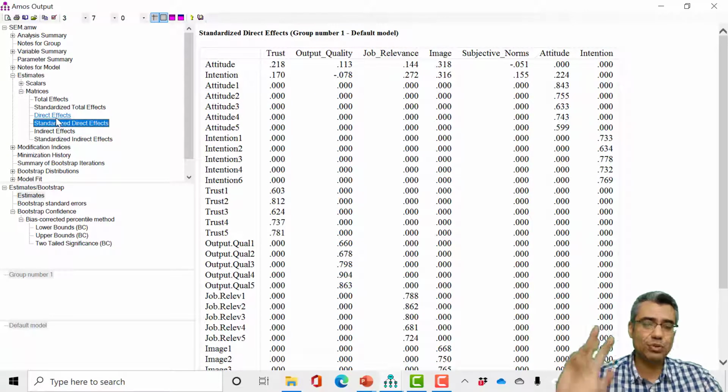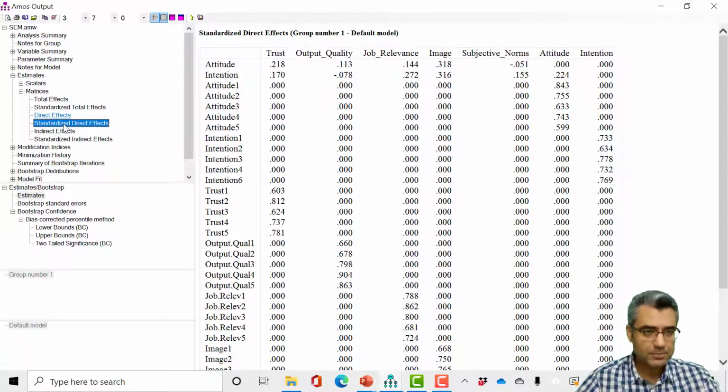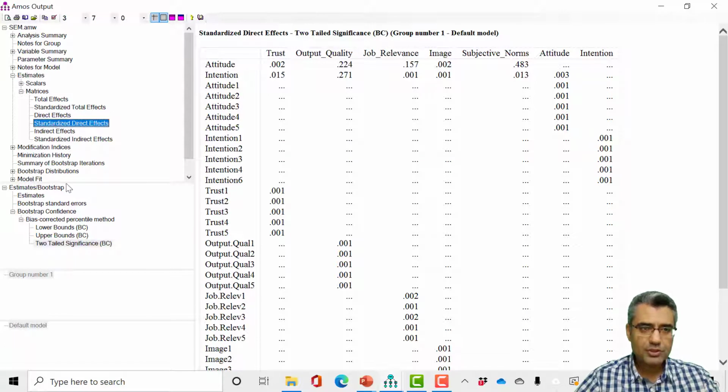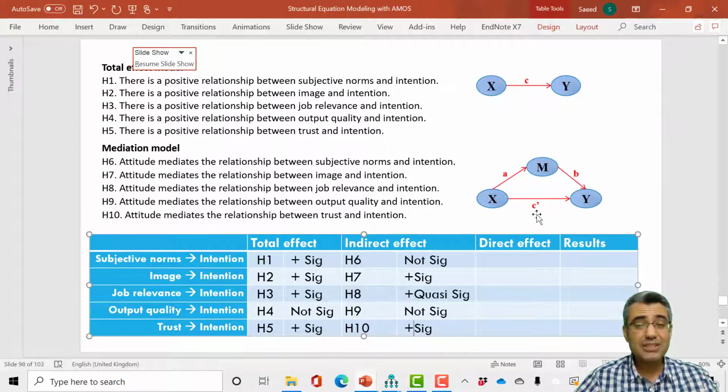Keep consistency. If you want to report standardized, all should be standardized. If it's standardized, all standardized. Then here, we just check the p-value: the standardized value, the direct effect, and the p-value. So we are now checking C prime.